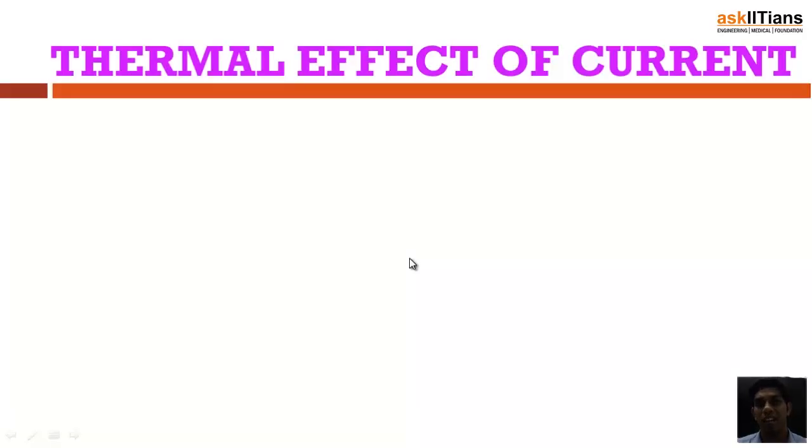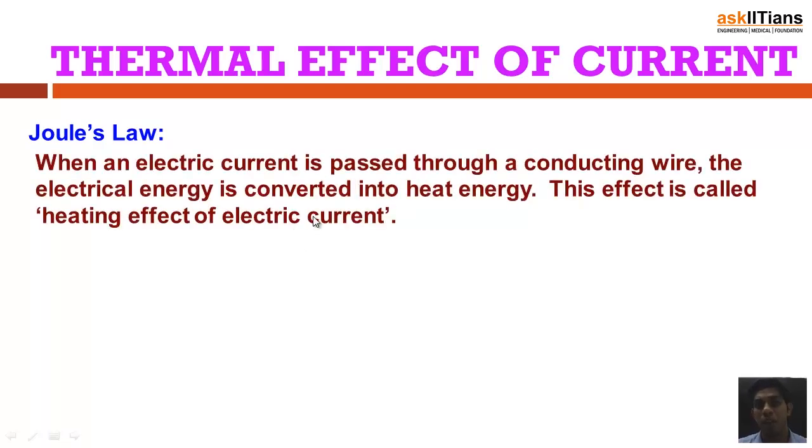So let's start. We will now move on to the second last topic of current electricity, that is thermal effect of current. For thermal effect of current, we have Joule's law, that is the statement in accordance with our observation. And what is the observation? I will tell you after the statement. When electric current is passed through a conducting wire, the electrical energy is converted into heat energy. This effect is called heating effect of electric current.